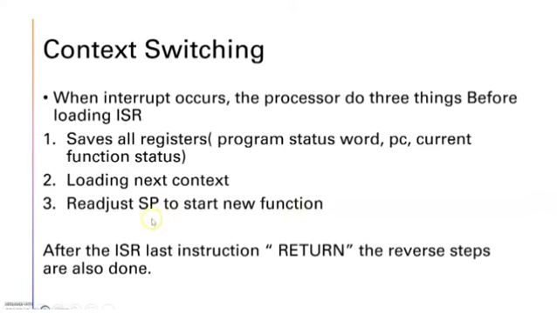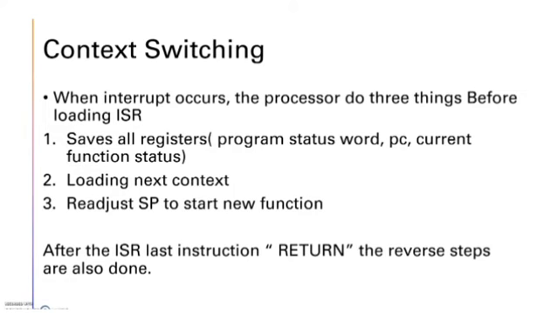So these three things the processor will do on the occurrence of an interrupt. First it will save all the registers and the current status of the process it was executing. Then it will load the next context, meaning it will load the interrupt service routine, and it will also readjust the stack pointer.